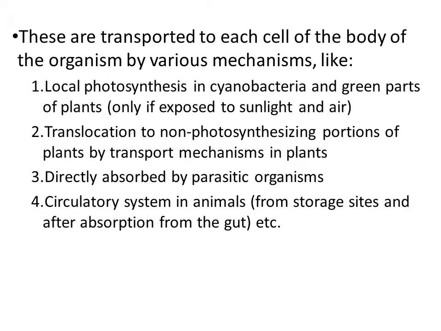In higher organisms, these energy-rich compounds are transported to each and every cell via the circulatory system. So these are first absorbed from the gut, stored in various storage sites in the body, and from there they are transported to each and every cell via the circulatory system in animals.